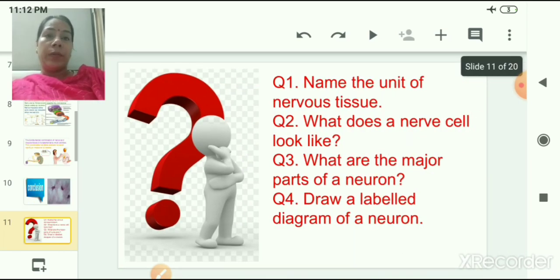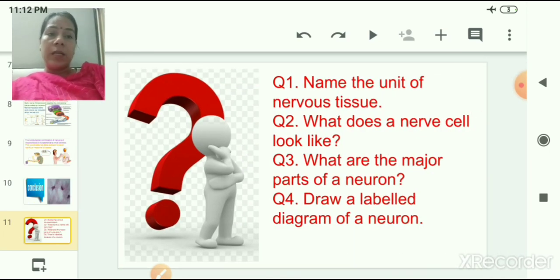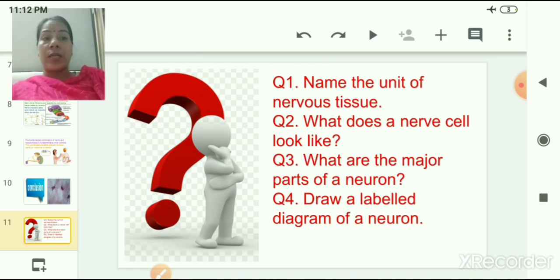Now there are a few questions for you children. The first question is, name the unit of nervous tissue. The second question is, what does a nerve cell look like? The third question is, what are the major parts of a neuron? Then the fourth question, which is very important and you need to practice a lot, is: draw a labelled diagram of a neuron.